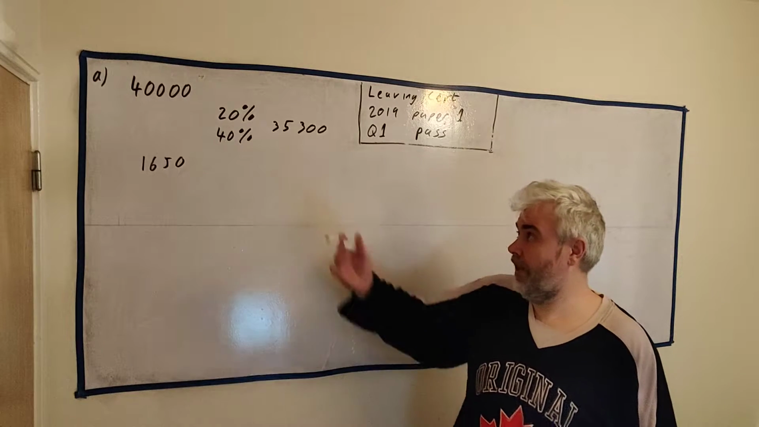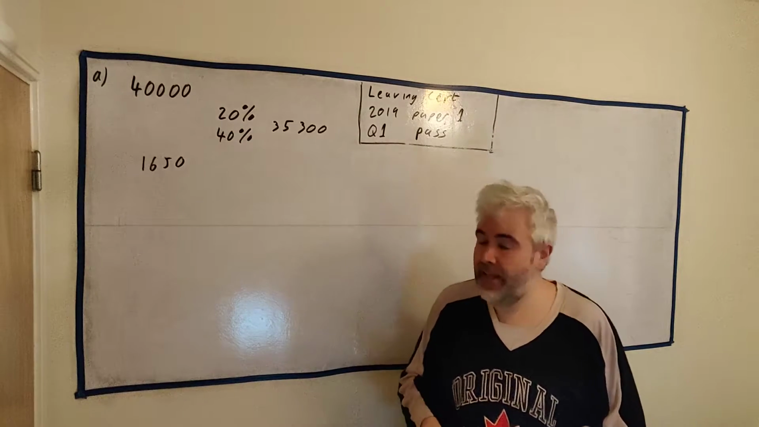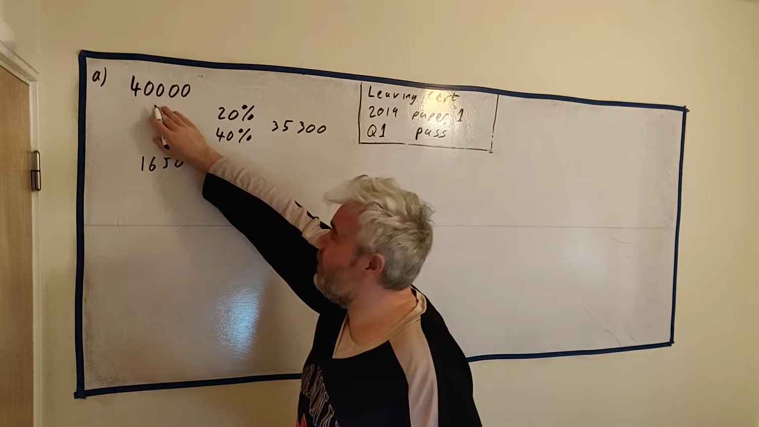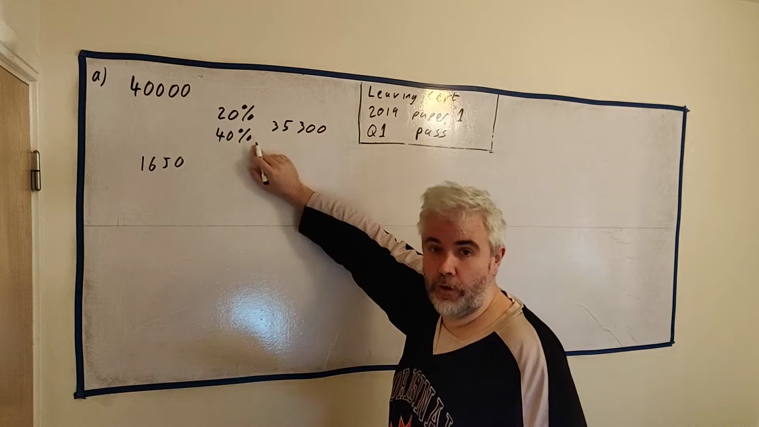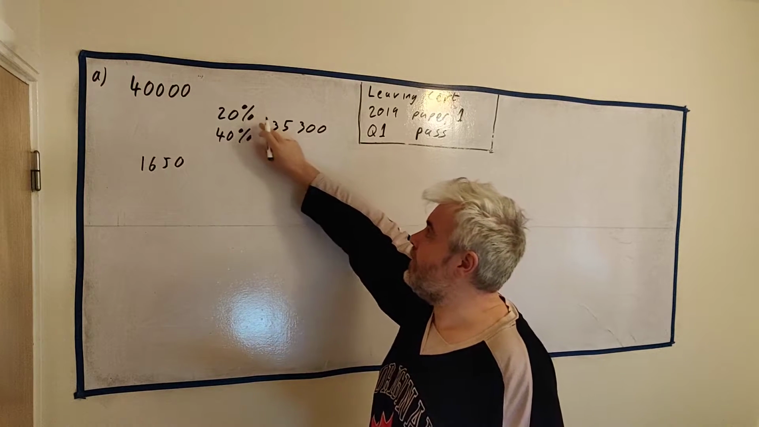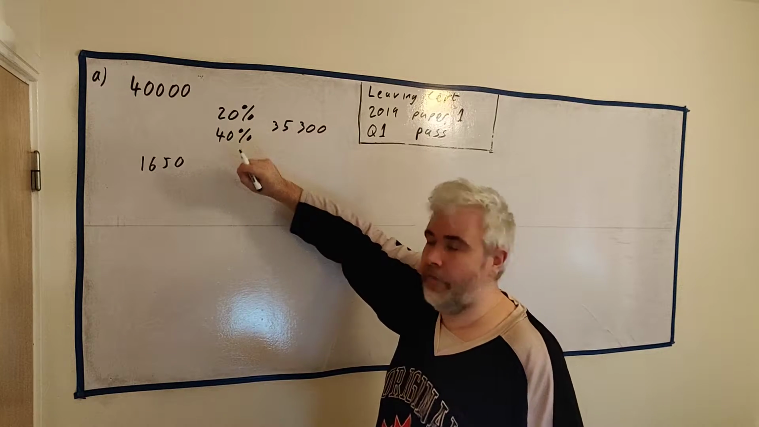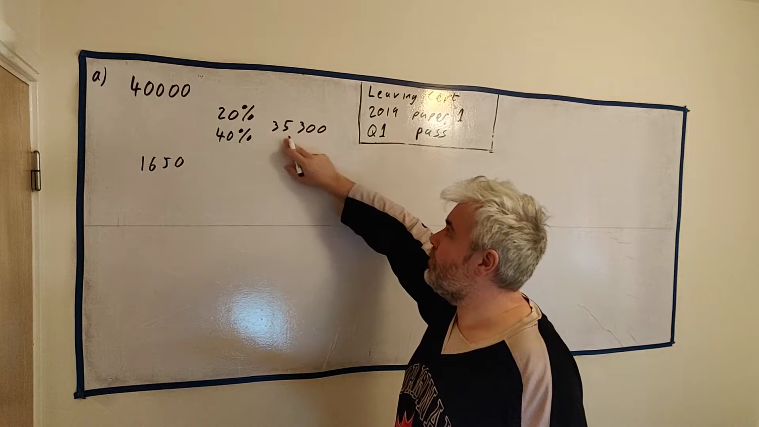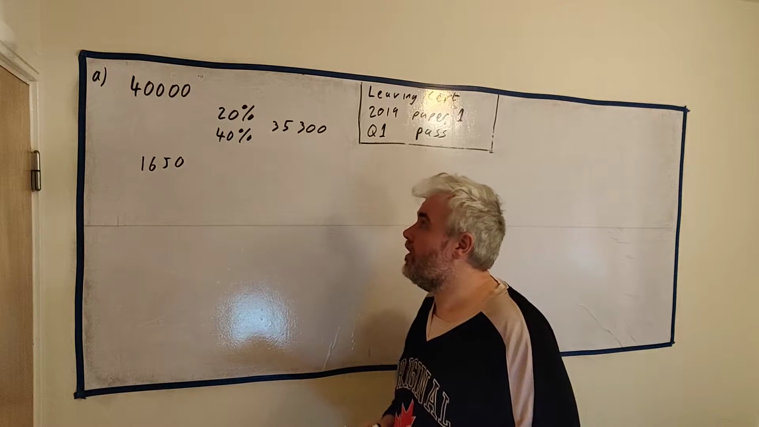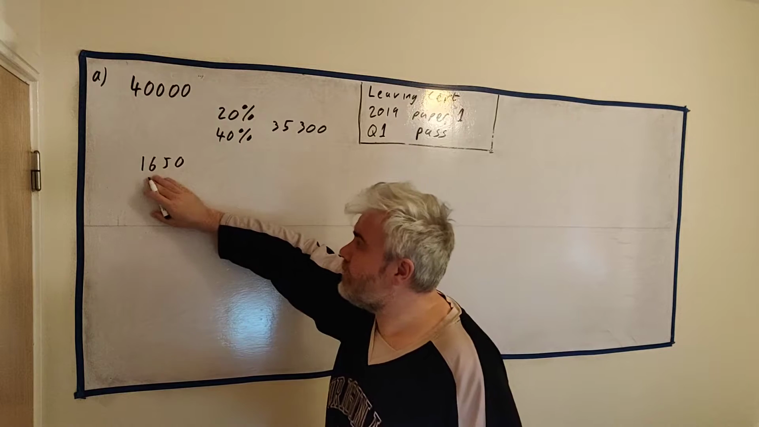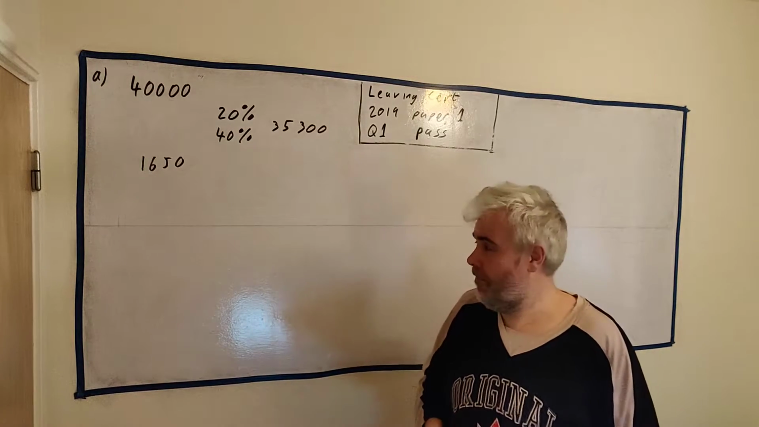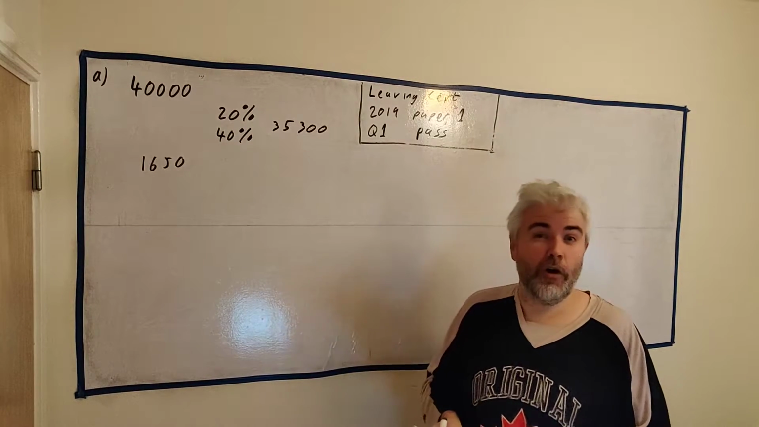I have on the board here all the numbers from Part A. The person earns 40,000 a year. They are taxed 20% and they are taxed 40%. The 20% is on the first, the cutoff is 35,300. 40% is on the rest, and they have tax credits of 1,650. So we just have to know how to put this together.